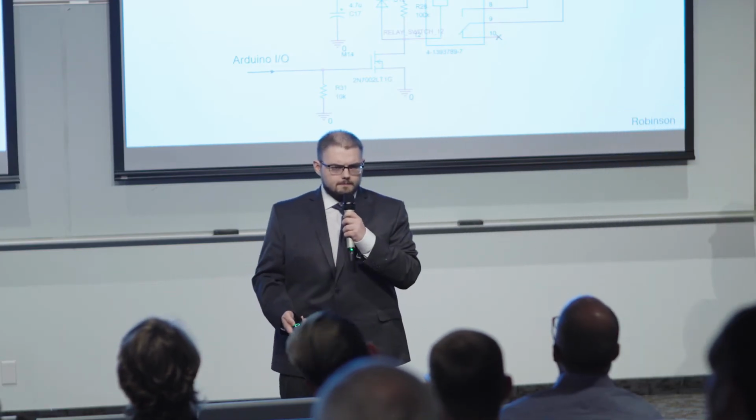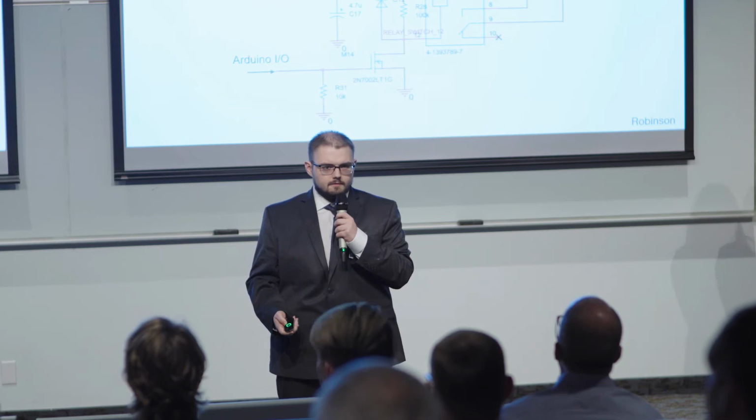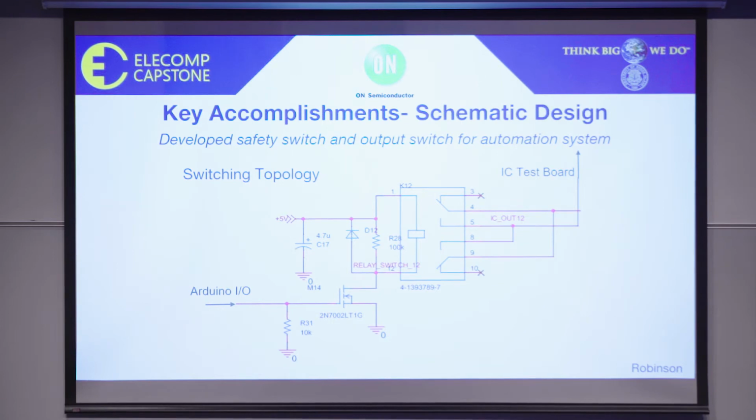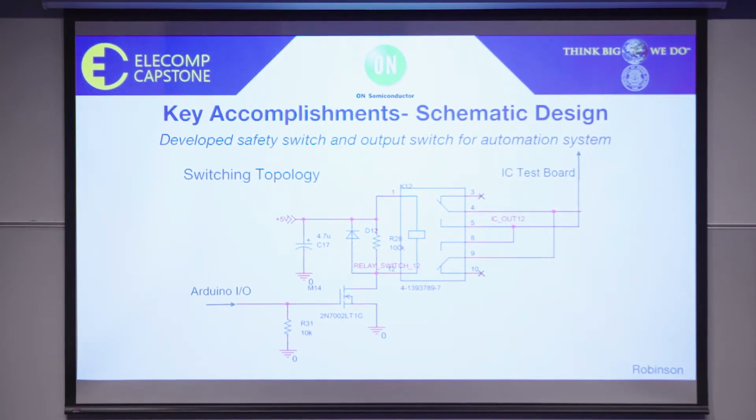A critical component for the success of our design is the automation of the selection between outputs one at a time. This will allow us to run the testing fixture with minimal human interaction. In order to accomplish this, we need to implement something called a switching topology. After several iterations, we decided to base our design around a relay. As you can see on screen right now, the relay is just this large rectangular block.